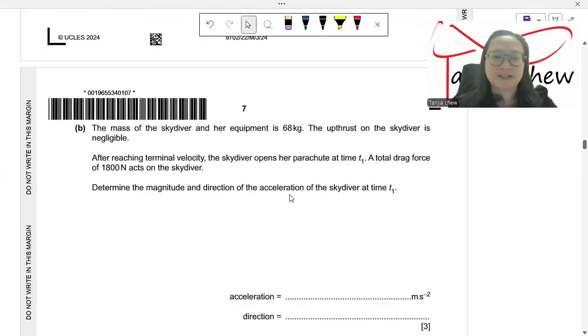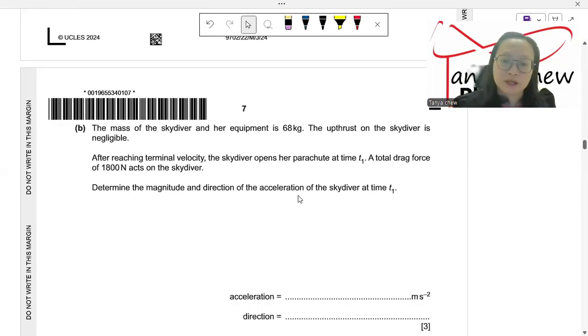Now, B, the mass of the skydiver and her equipment is 68 kilograms. The upthrust on the skydiver is negligible. After reaching terminal velocity, the skydiver opens her parachute at time t1. A total drag force of 1,800 Newton acts on the skydiver. Determine the magnitude as well as the direction of the acceleration of the skydiver at t1.